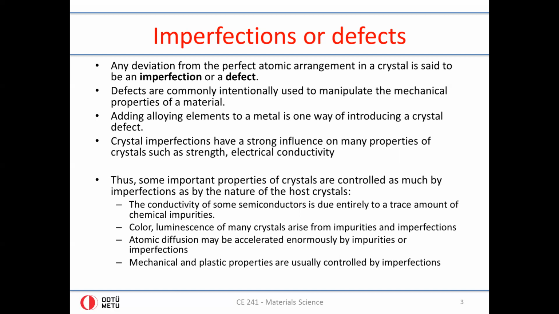So the color or luminescence of various crystals also is related with impurities. An example of this is a diamond. A diamond, as you probably know, would look like glass. It would be very clear. It would be translucent if not for impurities.